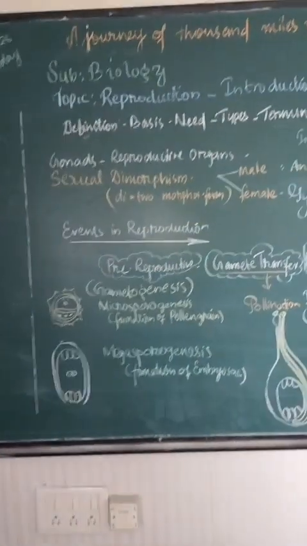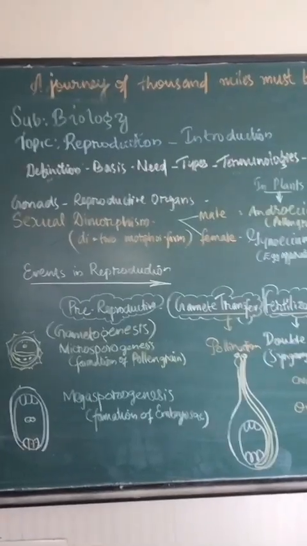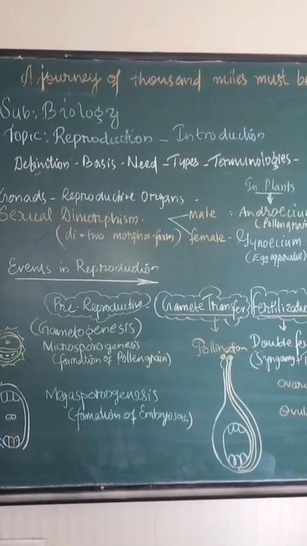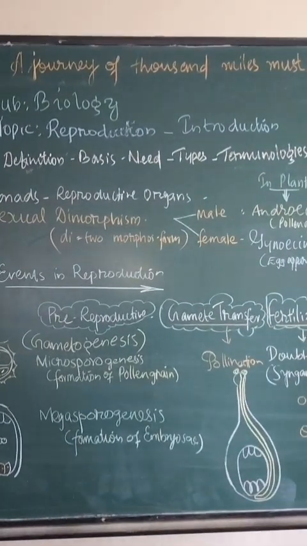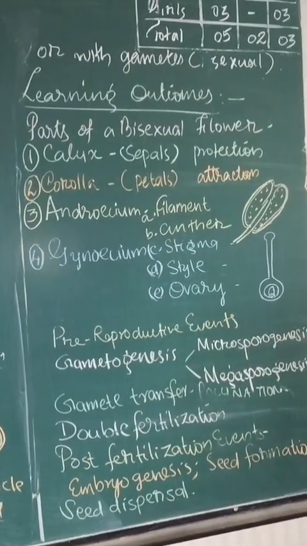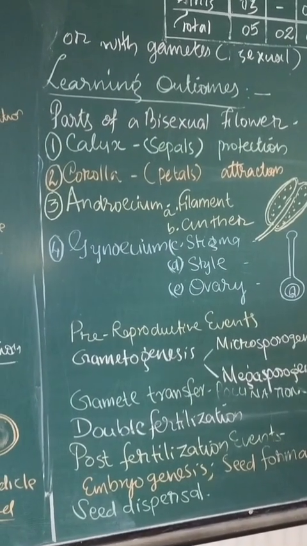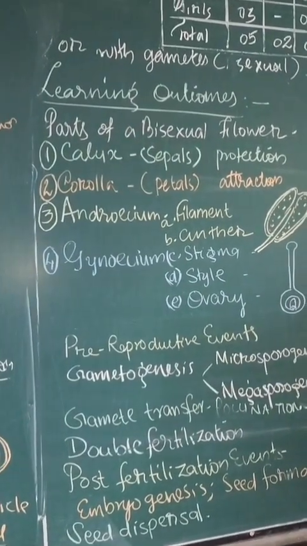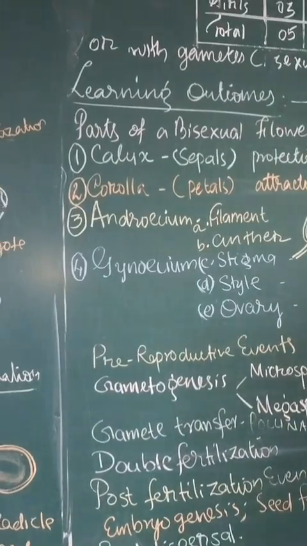We will be discussing the definition, basis, need, type, and related terminologies of the unit reproduction, as we have studied in the previous classes, the parts of a typical flower with reference to the essential and non-essential whorls.